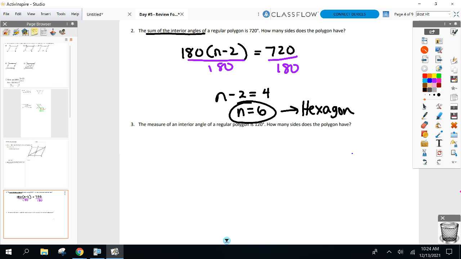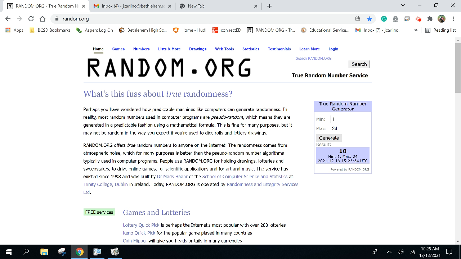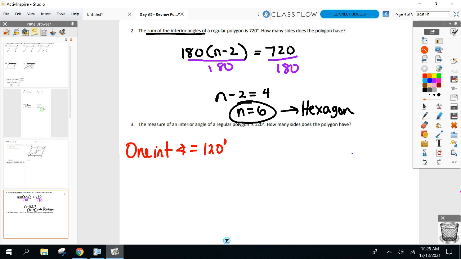Yeah, I did 720. Oh, you subtract and then divide by 36. All right, one interior was 120. What do you do with that interior to help us get to the sides? Oh, boy. Seven, what are you doing with that interior? And what's that giving you? 60. Okay, what's the 60 represent, though?